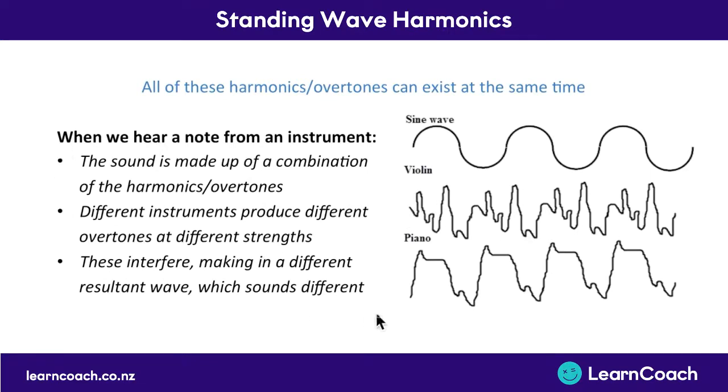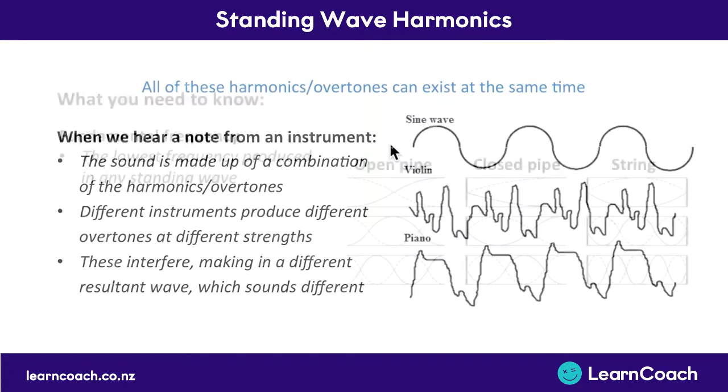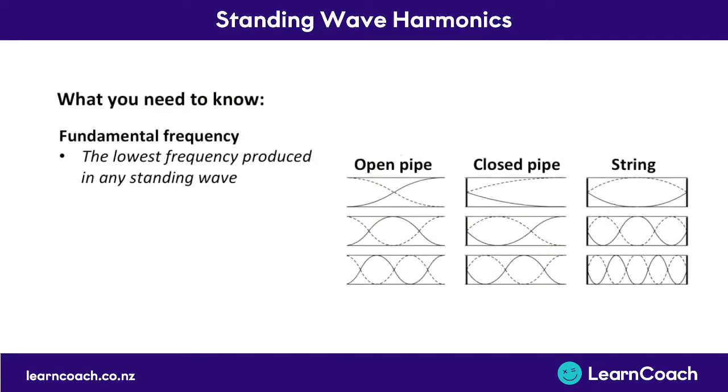So these are the 3 points you can use when you're explaining why, when you hear a note from a different instrument, it sounds different to your ear. So here's everything you need to know. You need to know the name fundamental frequency. This is the lowest frequency produced in any standing waves, and these top ones are the example.